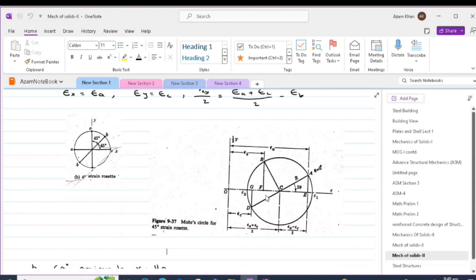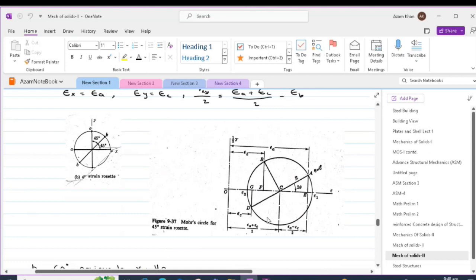The center C is midway between points G and E. So one side CE of the triangle ACE is known. The other side AE must be computed if we want to construct the circle.